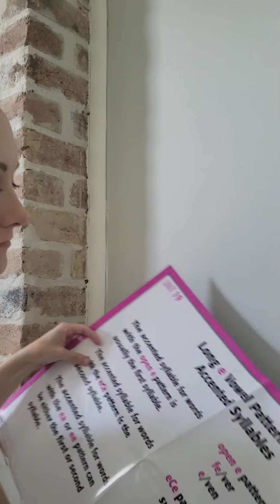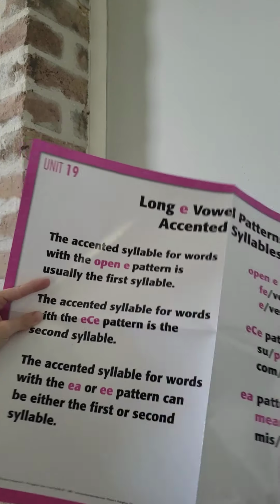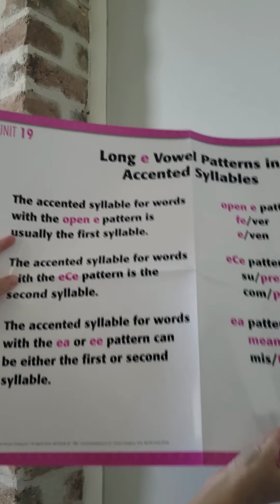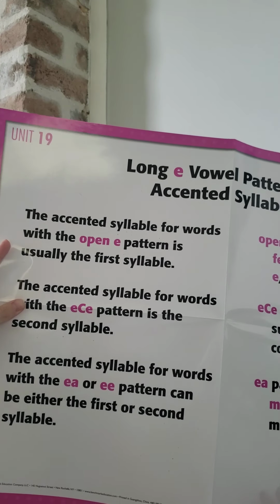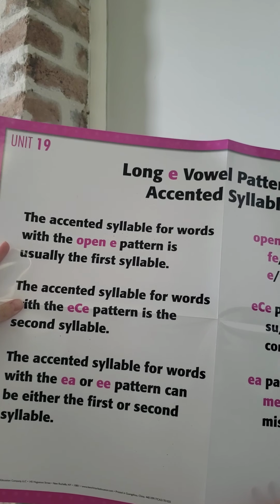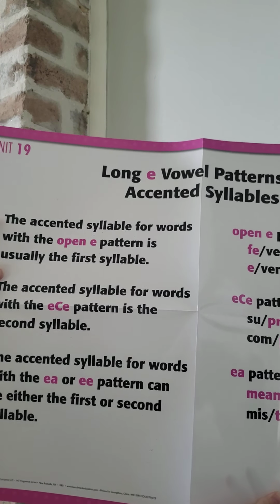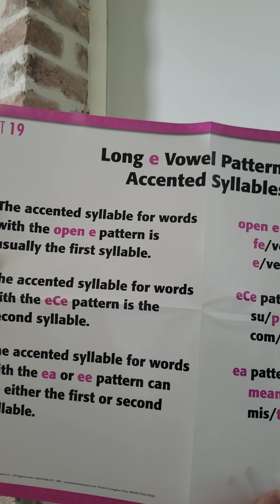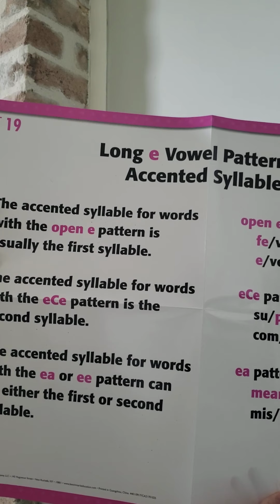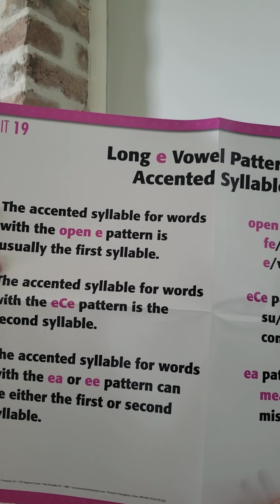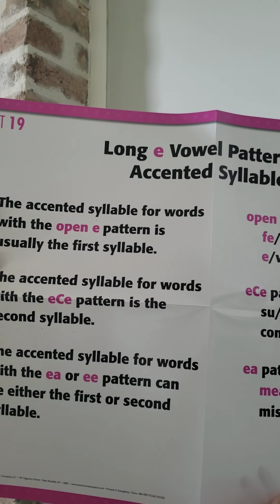We are still talking about our accented long E pattern. So let's review our anchor chart again really quickly. Let me make sure you guys can see it. The accented syllable for words with the open E pattern is usually in the first syllable. We've got 2 examples here with our open E pattern. You can hear that long E in the first syllable in both of these words. Fever and even.